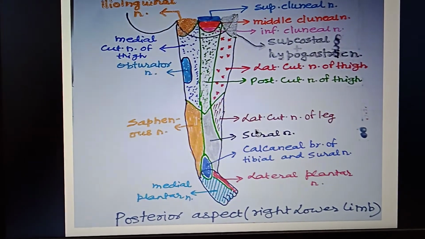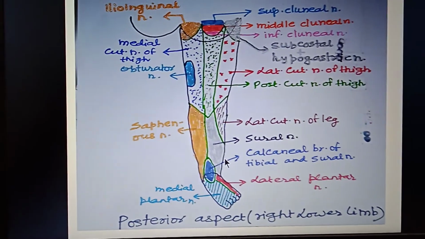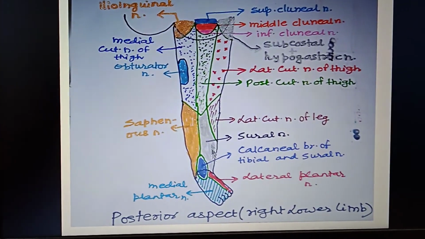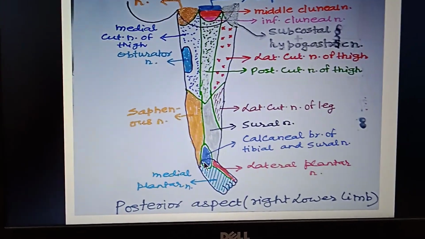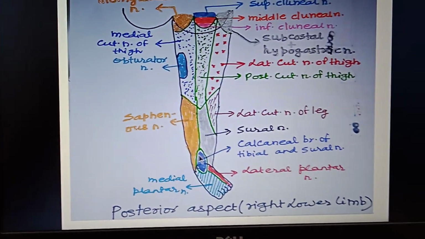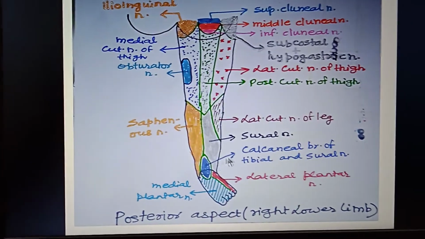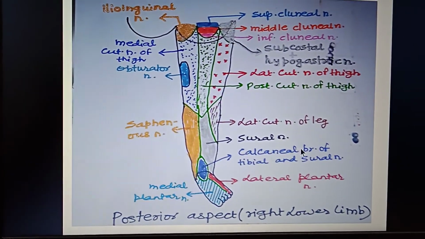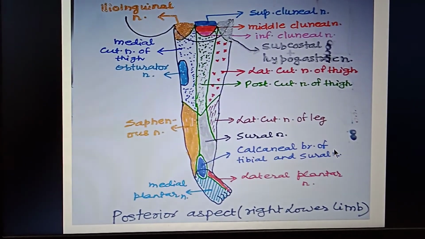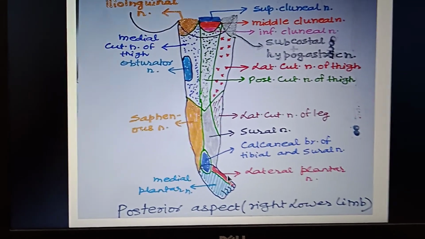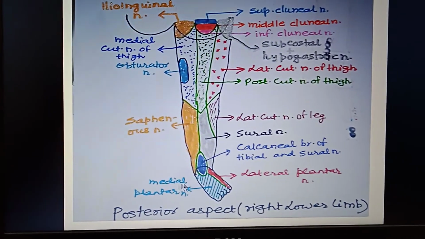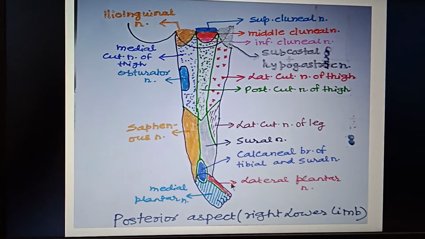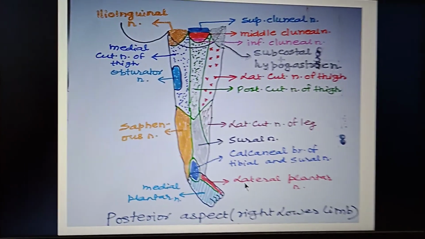They are going laterally, going by the side. And this heel area, this is the site of calcaneum, so supplied by calcaneal branch of tibial and sural nerve. This is plantar area, and medially, medial plantar nerve, and laterally lateral plantar nerve.